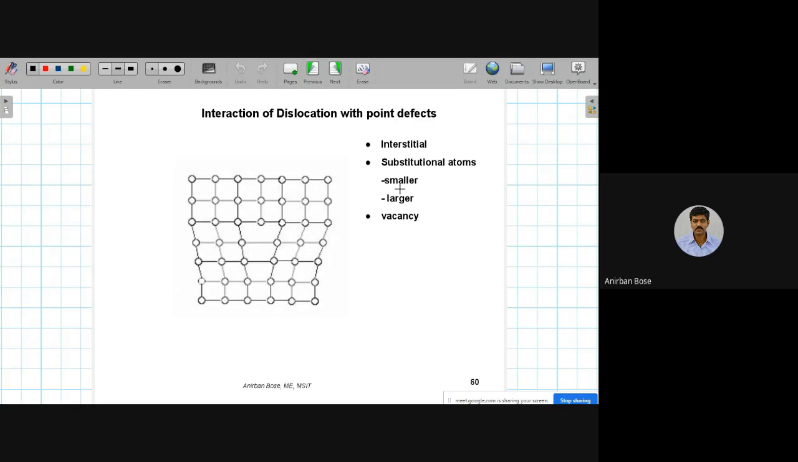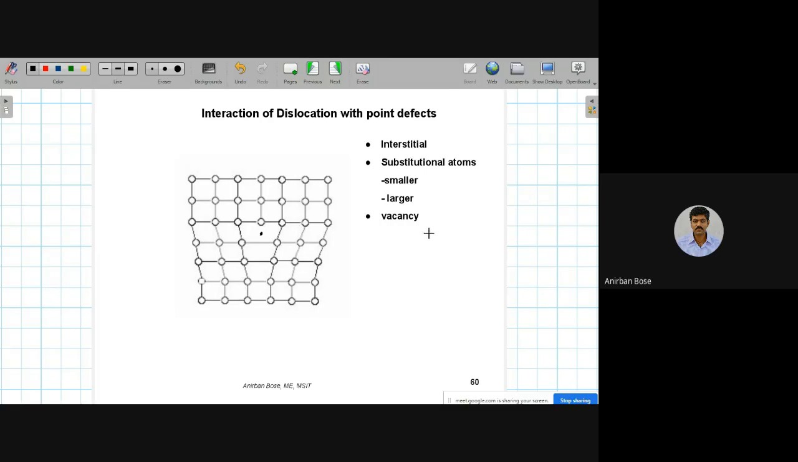Now coming to this slide, we will see the interaction of dislocations with point defects. Here in the crystal you can see an example of a positive edge dislocation. This region is under compression, as you can see the atoms are very closely spaced, whereas this region is under tension because the distance between the atoms is quite large compared with the normal atomic distance.